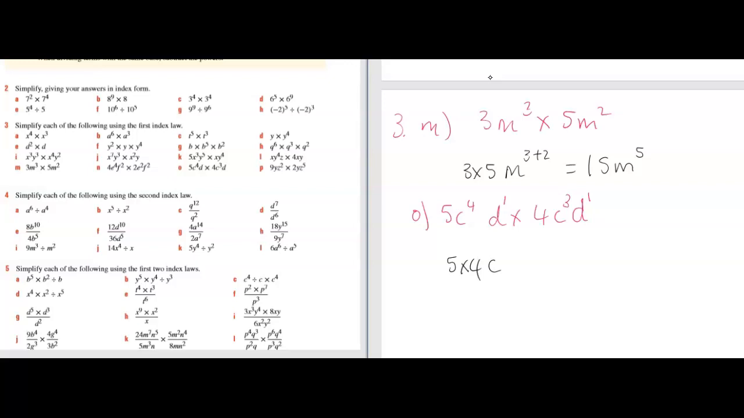All right, then we've got the base c, so 4 and 3, so we add them. And then your d's, we've got a 1 and a 1. So 5 times 4 is 20, c to the power of 7, and then d to the power of 2. Okay, I might just do p, just do another hard one for you.